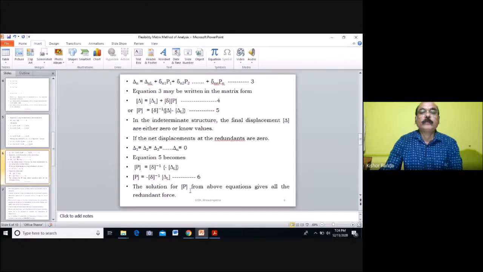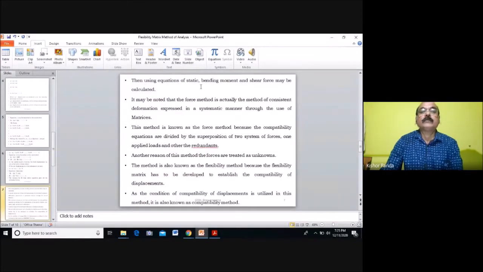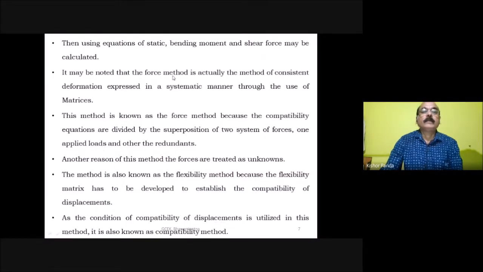The solution for P from the above equation gives all the redundant forces. So the objective is to find the redundant force. Then after getting the redundant force, using the equations of statics, the bending moment and shear force may be calculated. It may be noted that the force method is actually the method of consistent deformation expressed in a systematic manner through the use of matrices.